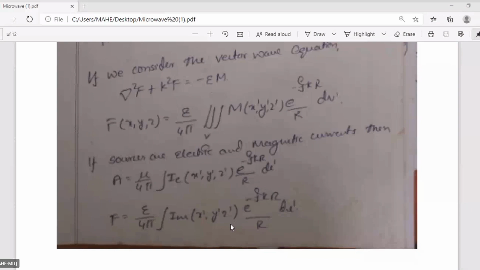Okay. If instead of representing current per meter square, you express it as current, then dV dash becomes dl dash. We have a wire with current flowing through it. Instead of dV dash, it becomes dl dash, and instead of J, it becomes the electric current Ie. Similarly, if magnetic current is expressed not in volts per meter square but in volts, then we have dl dash times Im, the magnetic current, at x dash, y dash, z dash. So any questions on this?